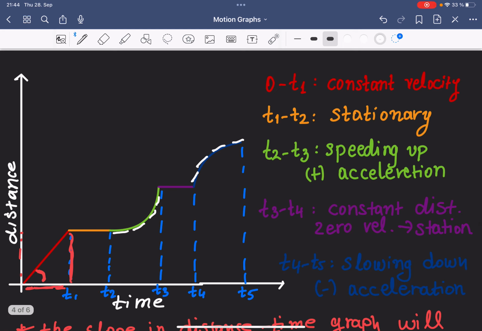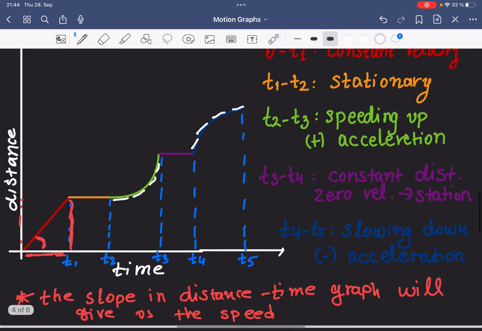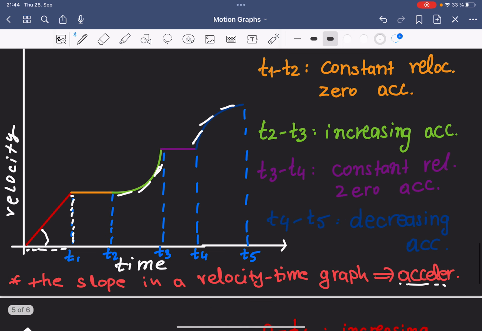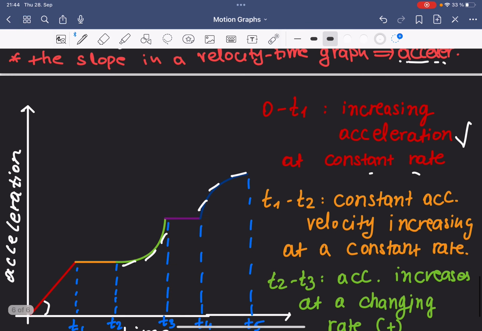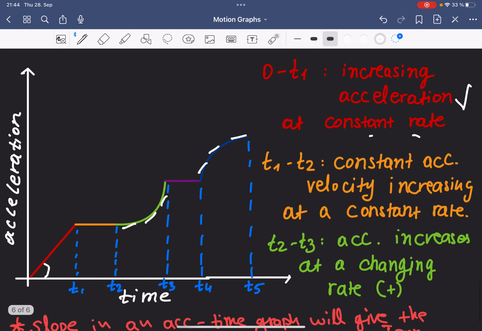And again, I will repeat and highlight that the first thing you need to do in any exercise that has to do with motion graphs is identify what you have on the y-axis, which variable, and then what information you can get from this graph. From a distance time graph, the slope gives you speed. The velocity time graph, the slope gives you acceleration. And the acceleration time graph, the slope gives you something that you should not be concerned with yet.